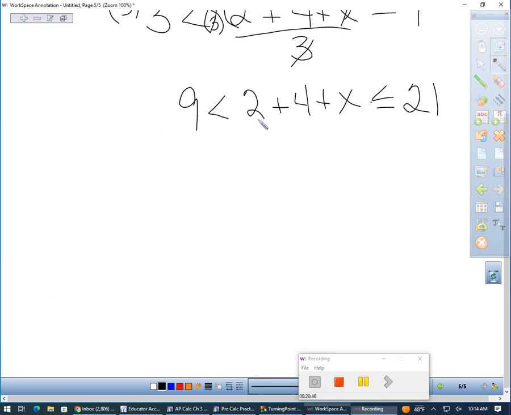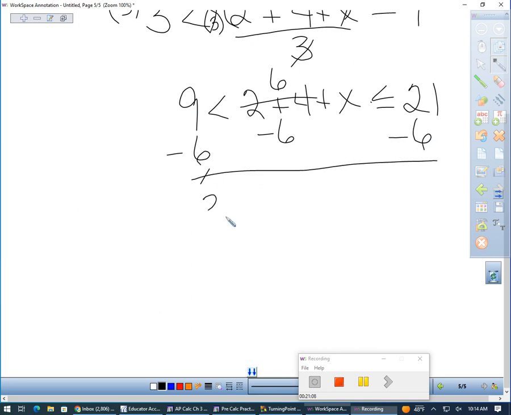Combine like terms. Good. 2 plus 4 is 6. All right. How do I move the 6? Good. And if I subtract 6 here, I have to subtract 6 everywhere. Exactly. So 9 minus 6 is 3. Less than. X less than or equal to 15.